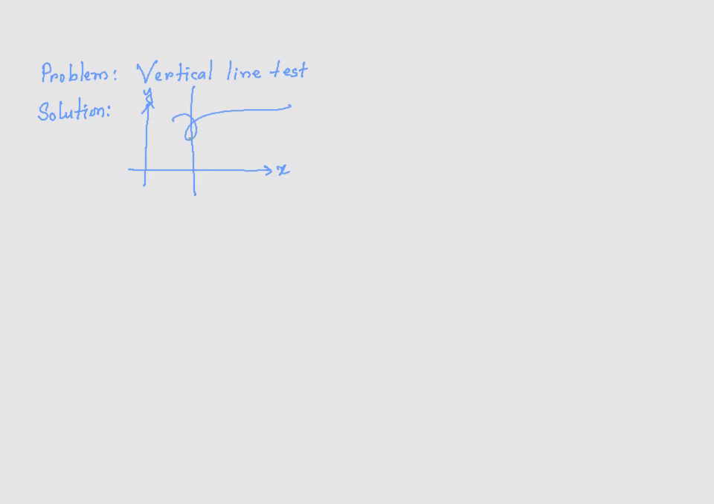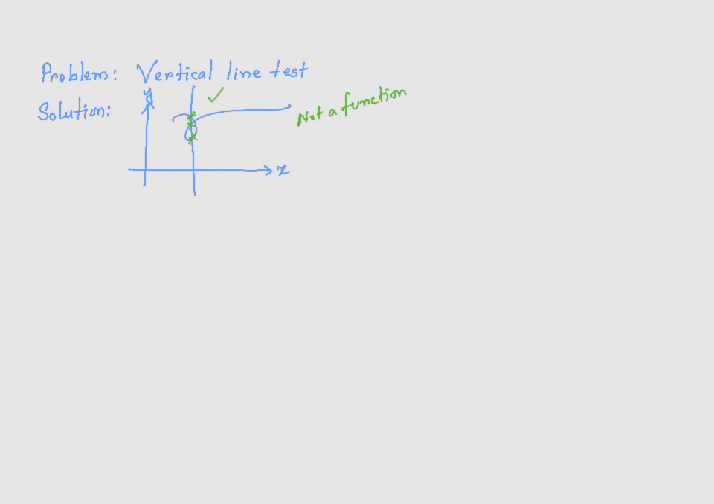So look at this one. It intersects right here, it intersects right here, and it intersects right here. If you can draw a vertical line anywhere on the relation or the given graph where the vertical line intersects in more than one point on the graph, then it is not a function. Okay, so that's the gist of the vertical line test.